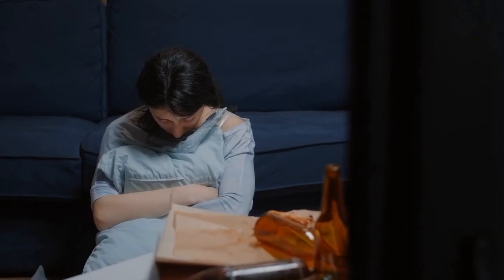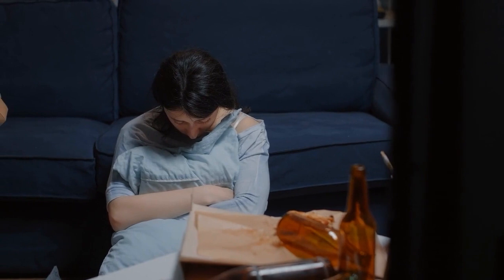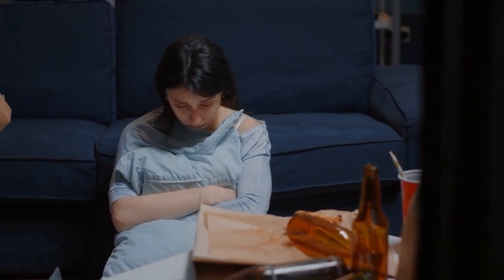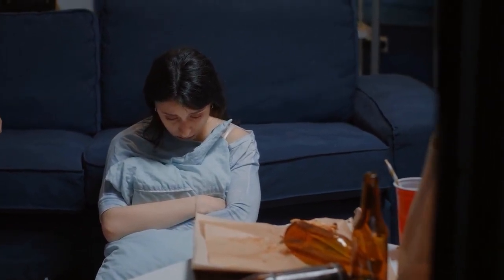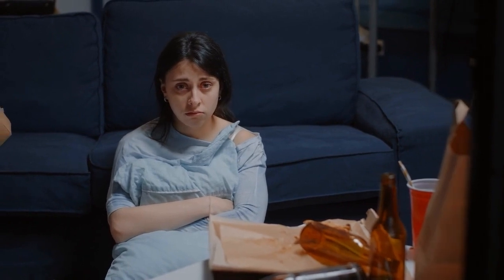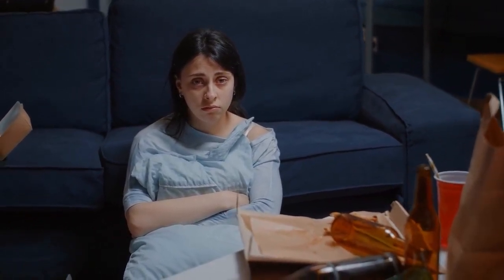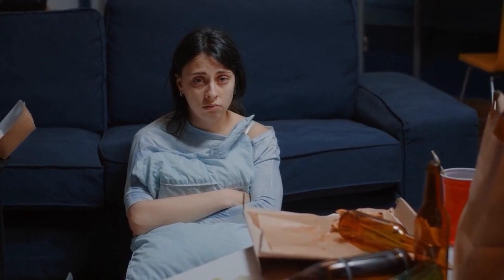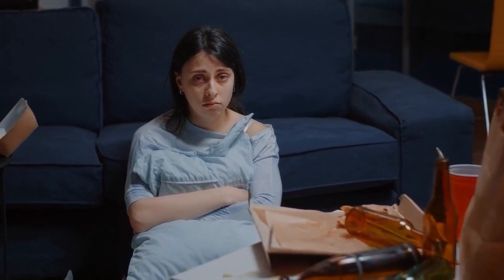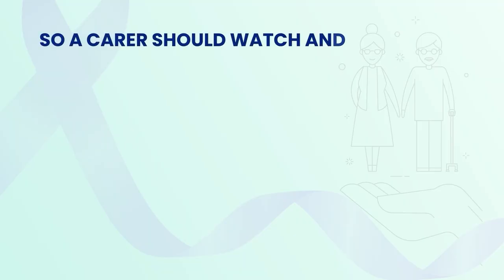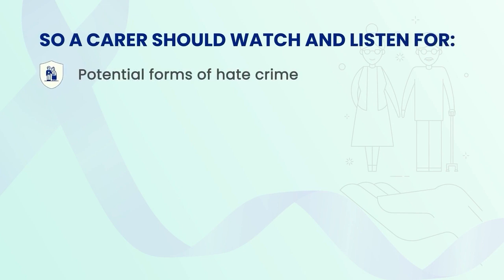A vulnerable person may be susceptible to discriminatory abuse if they have a characteristic to which an abuser responds negatively. This could be triggered simply by their lifestyle, beliefs, sexuality, ethnicity, appearance or disability. In any case, this can lead to signs which could be subtle or obvious in a given circumstance, so a carer should watch and listen for potential forms of hate crime.